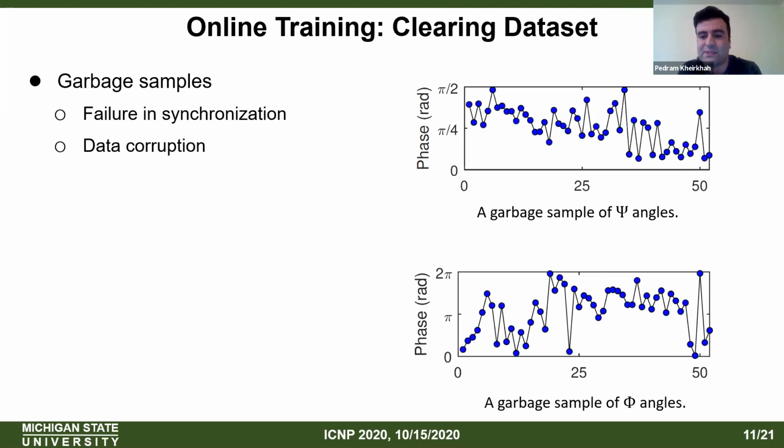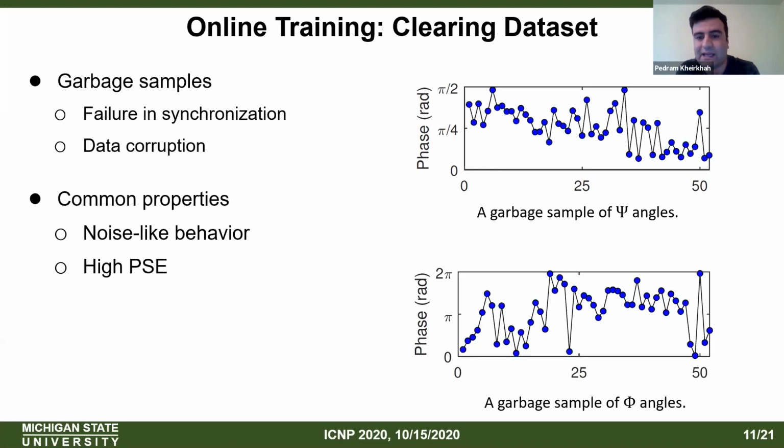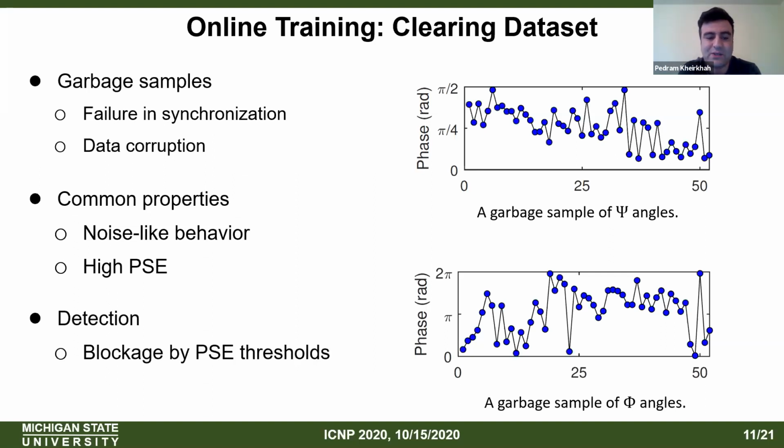And we have two examples here for a garbage psi angle and a garbage phi angle. What's common between these two garbage samples, and all of the garbage samples we observed in a Wi-Fi network, is the noise-like behavior they have. Due to this noise-like behavior, they have several dominant components in the spectrum. So the PSE is high, and the PSE of these samples can be used to block them. So we can set a threshold and block these abnormal samples by their high PSE.